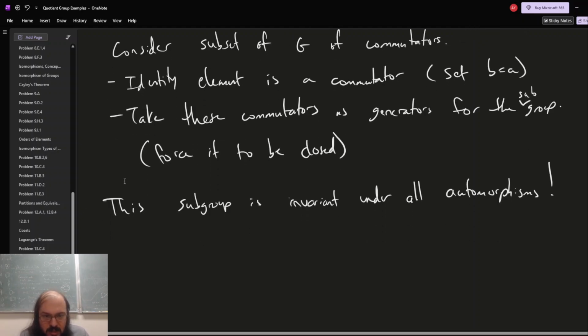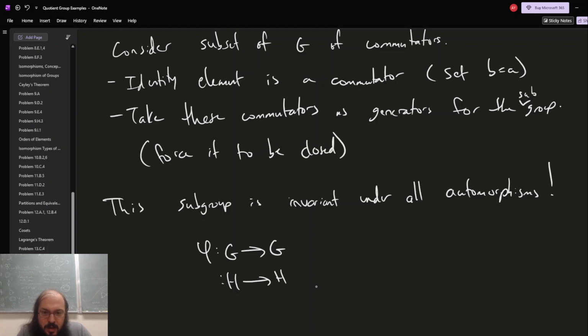An automorphism is a self-isomorphism from G to itself. And what I'm saying is phi also sends H to itself. And there's no reason for an automorphism to do that in general, but this one does. And the reason is because this group is constructed by certain multiplications of certain group elements. And automorphisms, isomorphisms, homomorphisms in general, preserve group multiplication. So commutators are sent to commutators.